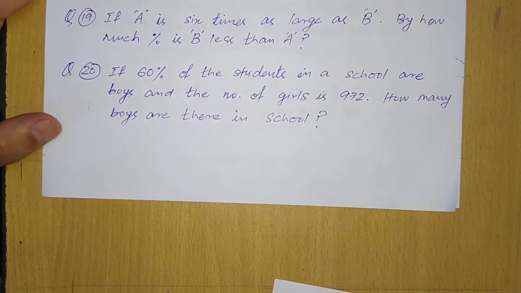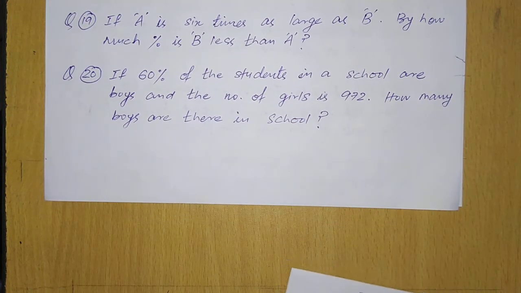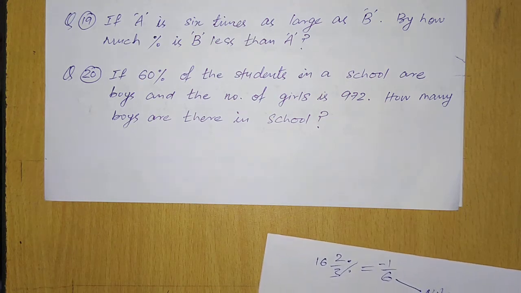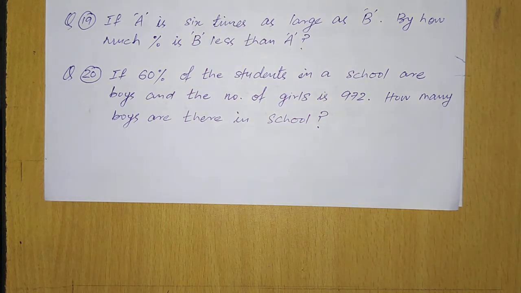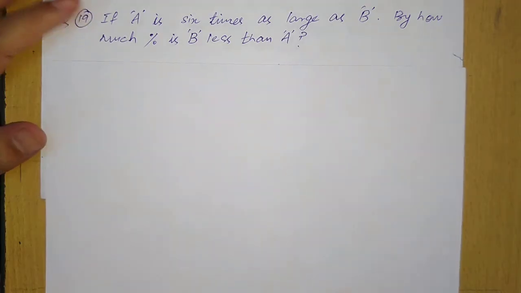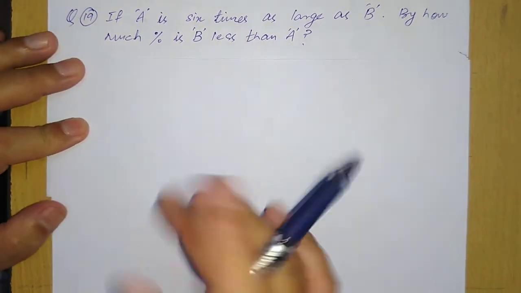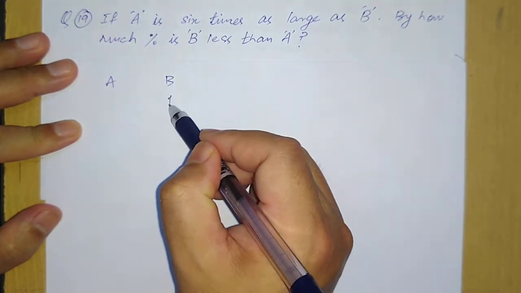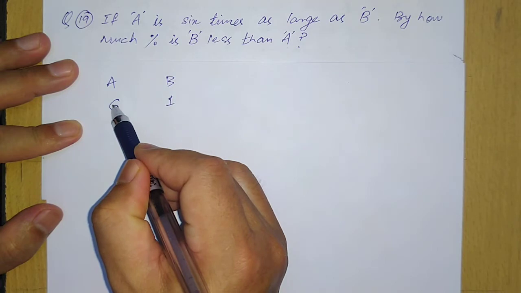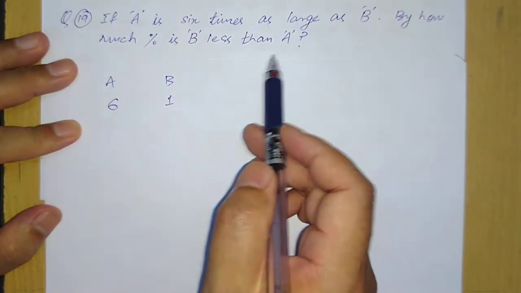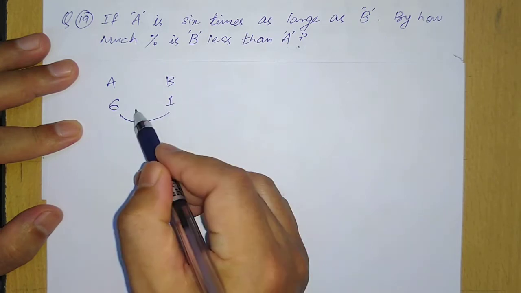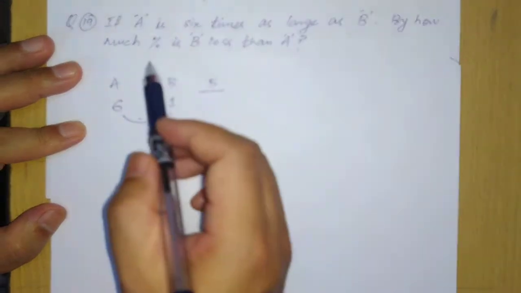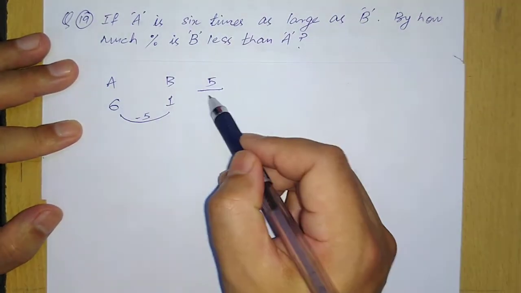Question number 19 says, if A is 6 times as large as B, by how much percent is B less than A? In this question it says A is 6 times as large as B. So if B is 1, A is 6 times larger than B. By how much percent is B less than A? B is less by how much? 6 minus 1, 5. So how much percent is B less than A? A is how much? 6.